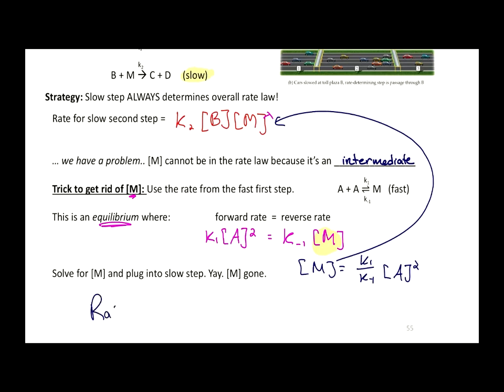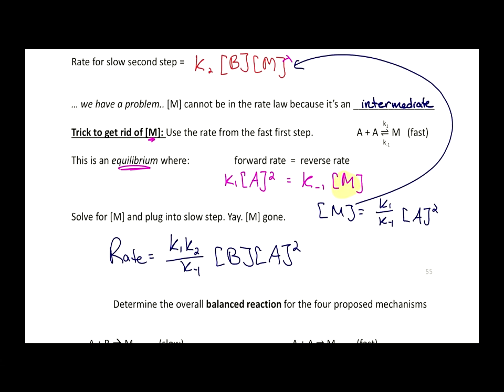So we get the rate of the overall reaction is equal to K1 times K2 over K negative 1 times B times A squared. So that's the full rate law. And we can simplify this as well, because notice how I have a lot of K's in there. But when you actually observe this reaction, all those K's are combined. So this can easily just be rewritten as an overall K times B times A squared. Basically all of those K's just combine into one K.